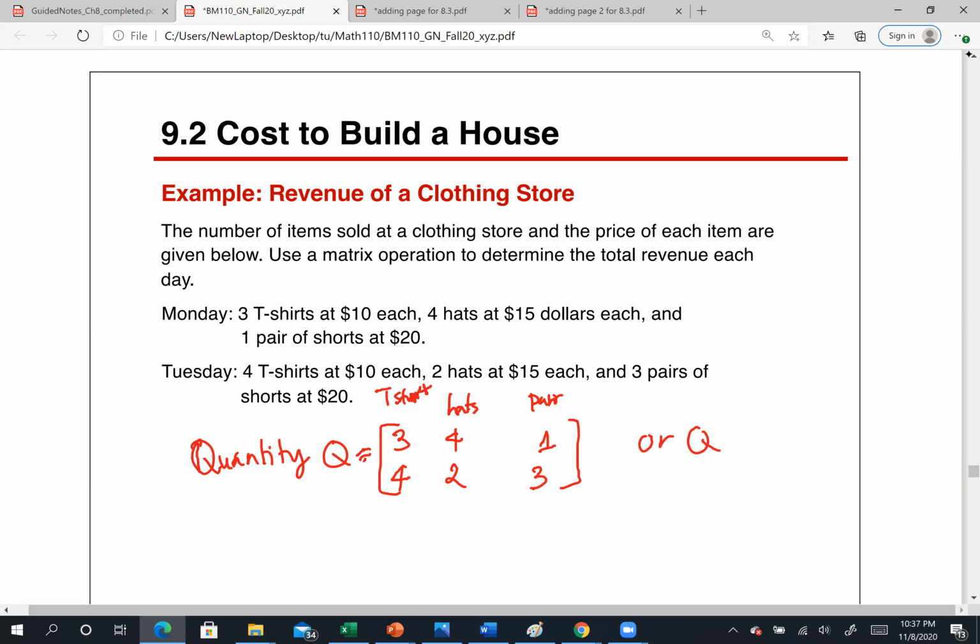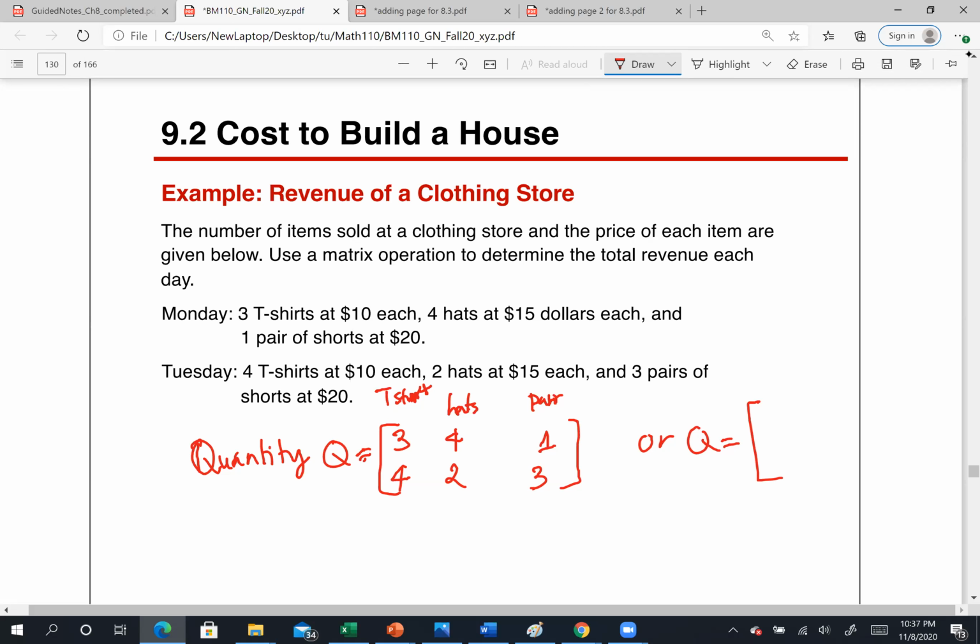You can also use 3 by 2, which is 3 4, 1 4, 2 3. That should be okay too. So here is 2 by 3, and here is 3 by 2, right? And the other matrix should be the price matrix.